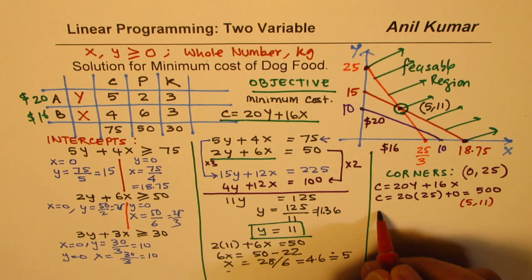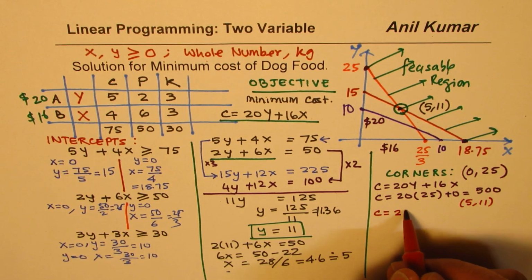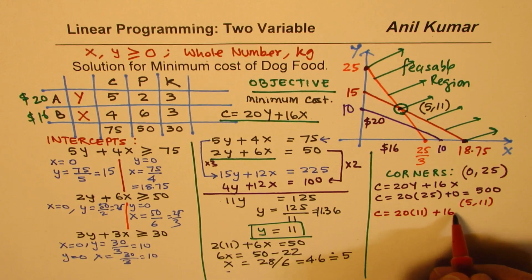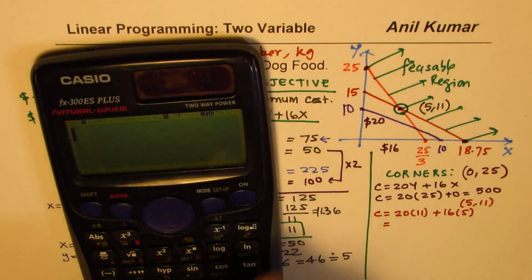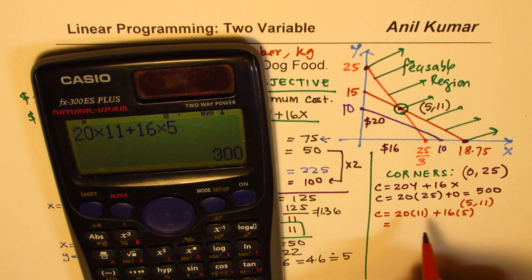5, 11. The cost is the x value 5, y value is 11. So 20 times 11 plus 16 times 5. Now this is equal to how much? 20 times 11 plus 16 times 5 is equal to 300.